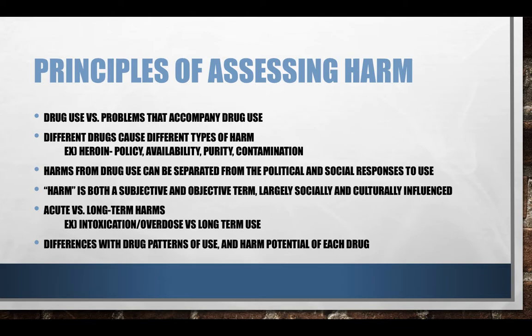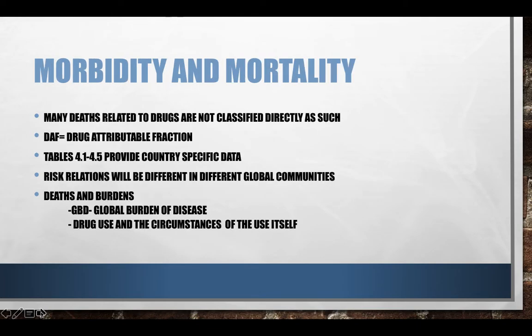Your authors note that a lot of harm and risk can come when substances are used together in a polysubstance way, compounding morbidity and mortality. Many deaths that are related to drugs are not classified directly as such, and we have the drug attributable fraction. Tables 4.1 to 4.5 provide country-specific data and substance-specific data in regards to cannabis and cocaine, etc.